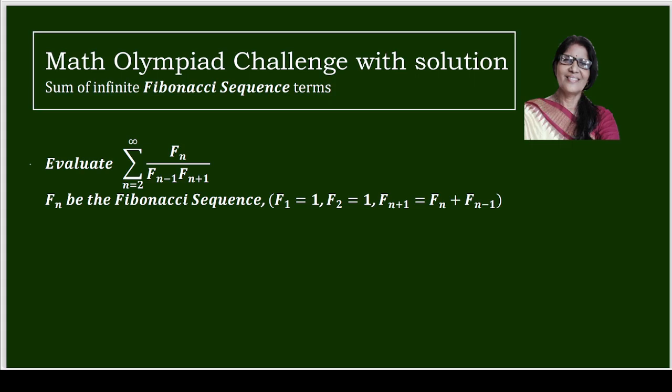So today it is a very interesting question from Fibonacci sequence, how to find the sum of infinite terms. Evaluate the sum of n equals 2 to infinity of fn over fn minus 1 times fn plus 1, given that fn is the Fibonacci sequence, f1 equals 1, f2 is also 1, and fn plus 1 equals fn plus fn minus 1.